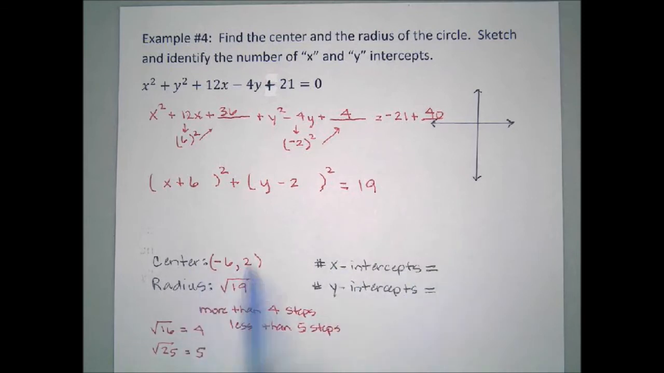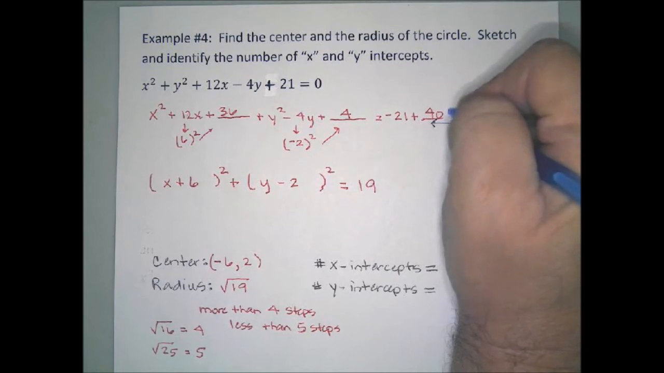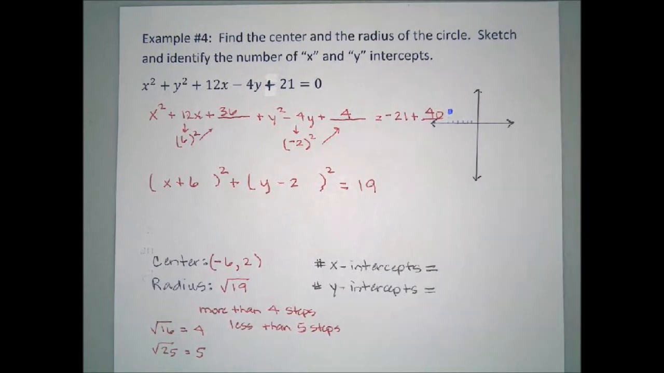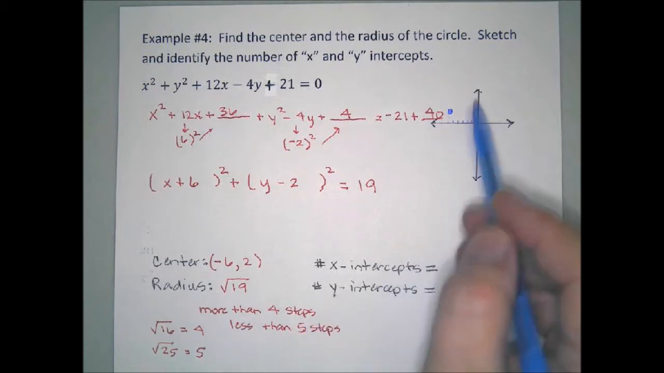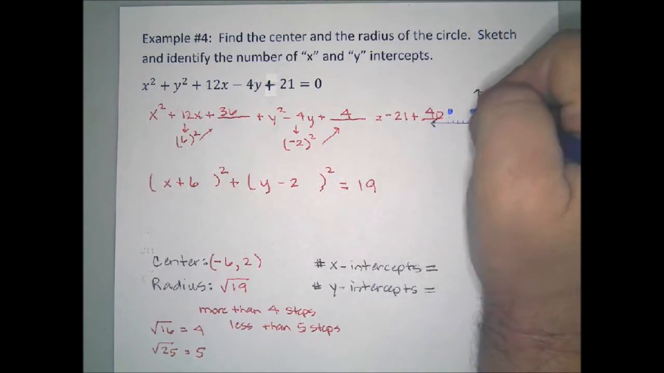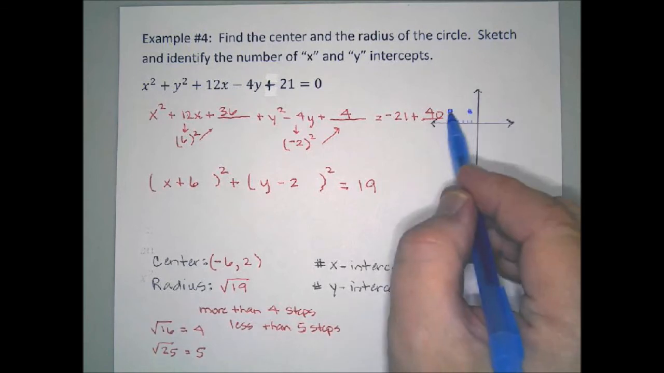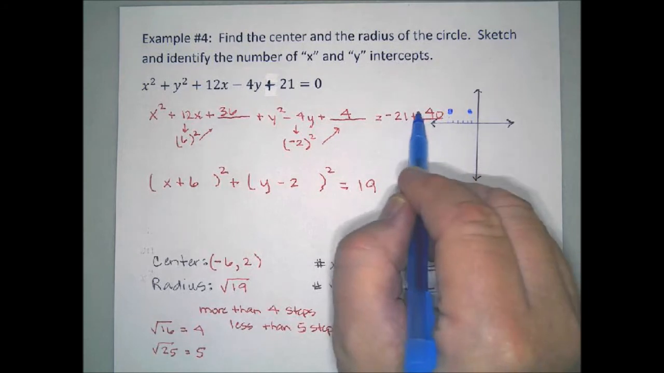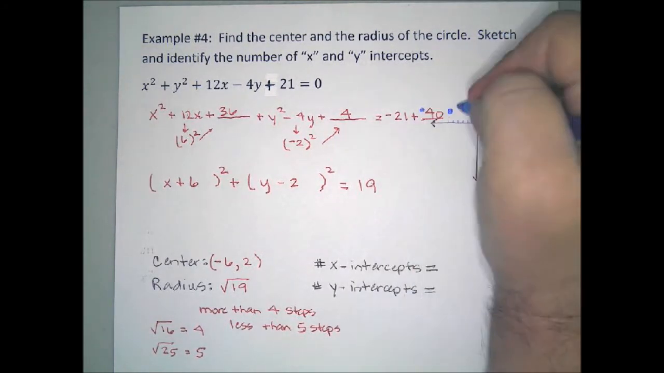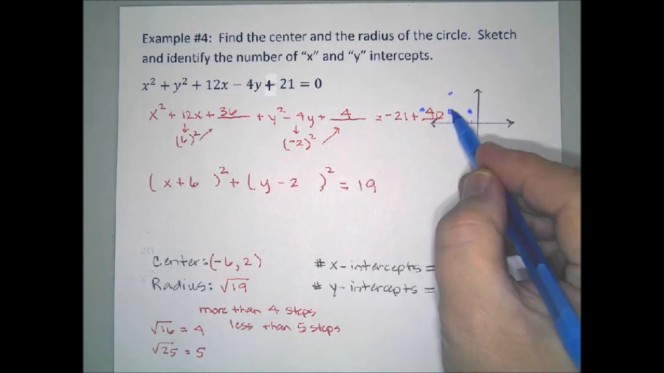Well, we know the center is at negative 6, 2. So let's go negative 1, 2, 3, 4, 5, 6, 1, 2. Let's say that's the center right there. Now, what's the radius? Well, it's more than 4 steps, but it's less than 5. So if this was negative 6 and I go more than 4 but less than 5, I don't reach all the way over there, because it would take 6 steps for me just to hit the y-axis. So I'm going to go more than 4 but less than 5 that way, that way, and that way. Now remember, this is only a y value of 2.